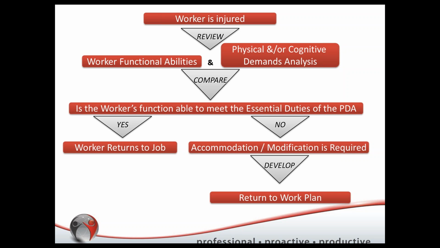and say, you know what, we've documented what's required. We're using this document. We use it for every case like this, and we're looking at what the worker is able to do, and then we're able to make that objective comparison. So is the worker able to meet the essential duties of the job as documented in our PDA, as documented in our job description, as documented in whatever we have said is our standardized document? If it's yes, great, worker comes back to the job. And if it's no, then we need to look at doing an accommodation or a modification.